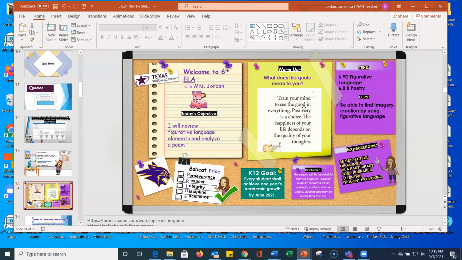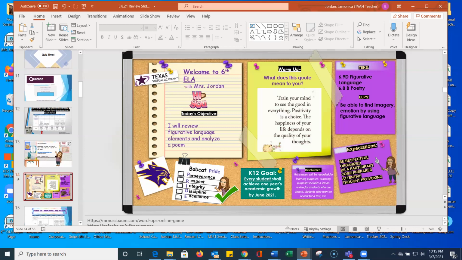What does this quote mean to you? Train your mind to see the good in everything. Positivity is a choice. The happiness of your life depends on the quality of your thoughts.